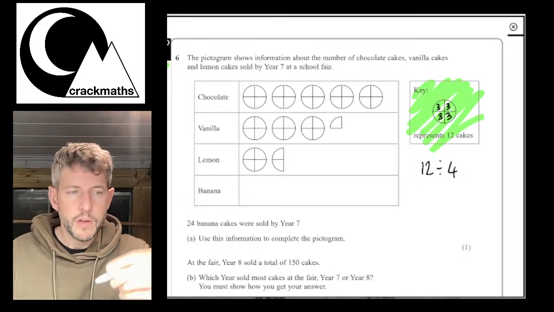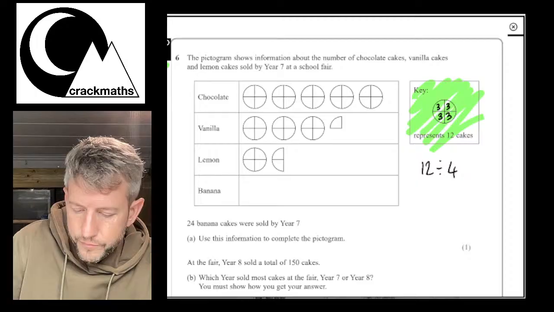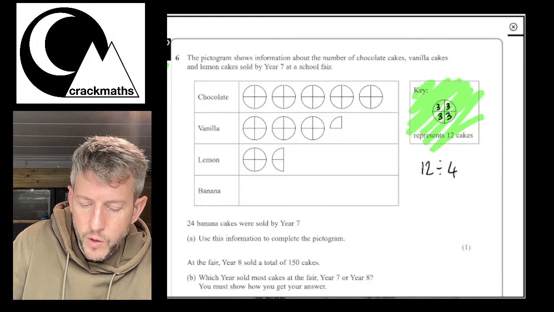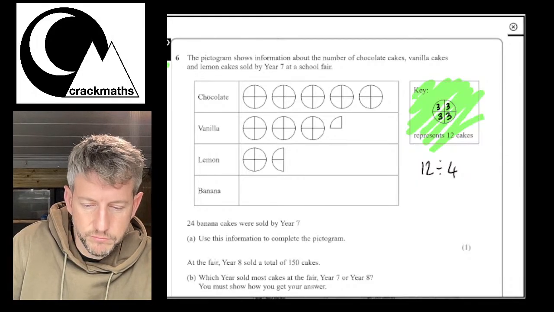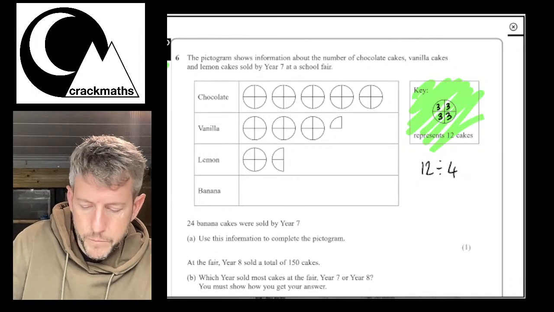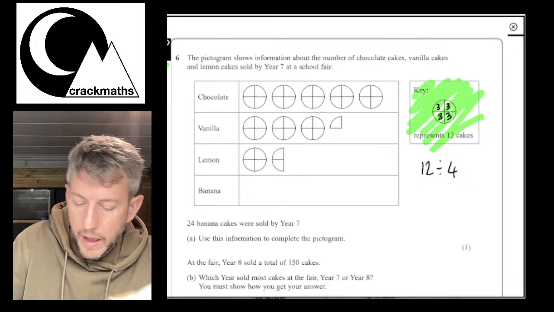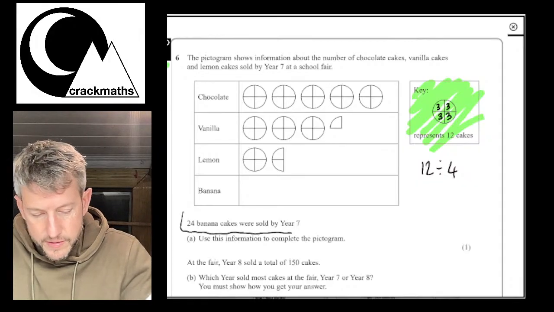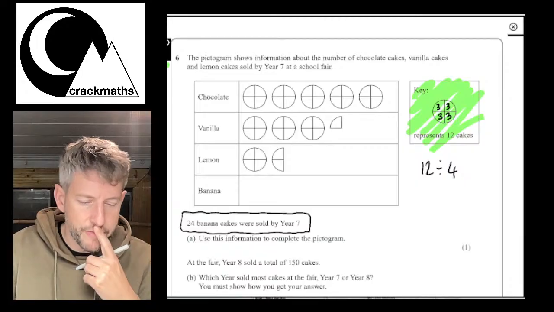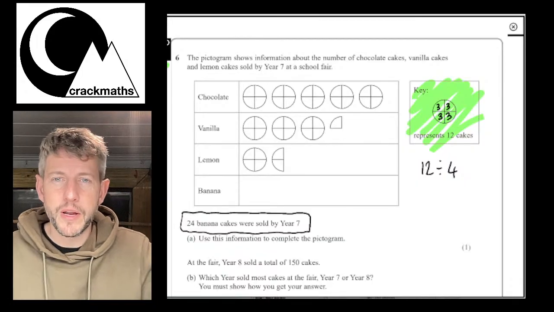Okay. Right, so 24 banana cakes were sold by Year 7. Use this information to complete the pictogram.